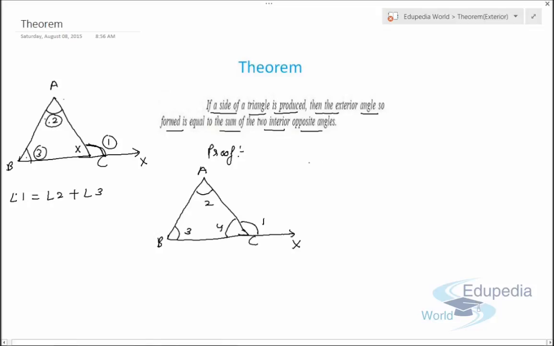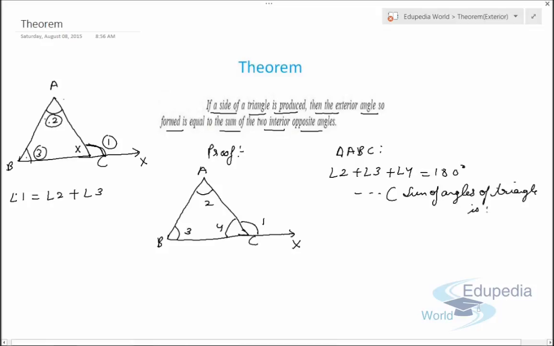Now, as we have proved earlier in the angle sum property theorem, the sum of angles of a triangle is 180 degrees. Now, if we consider triangle ABC, angle 2 plus angle 3 plus angle 4 will be equal to 180 degrees. Why? Because the sum of angles of a triangle is 180 degrees.